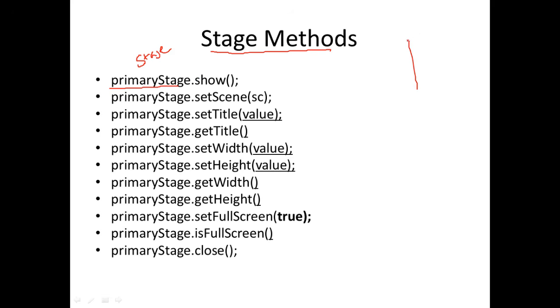It shows the stage to the user. And dot setScene, and this is the scene name. This is from a previous example. So we are mapping a scene to our stage, that is setScene. That is the use of this method. We'll take a look at the other methods: setTitle, setWidth, setHeight, getWidth, getHeight, and setFullScreen. isFullScreen is a boolean method, and dot close. We'll see all these things with certain examples now.